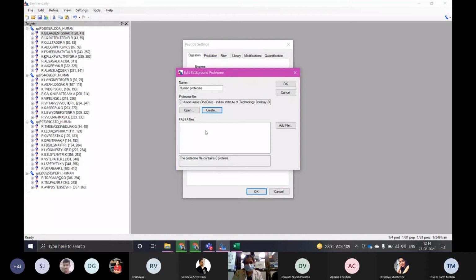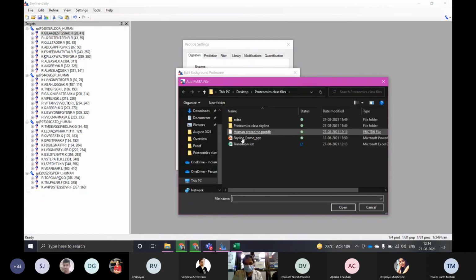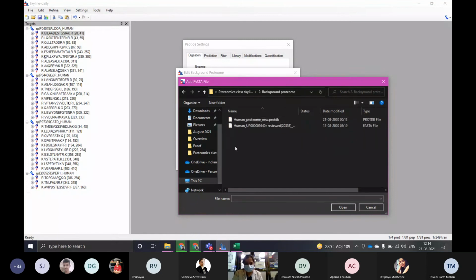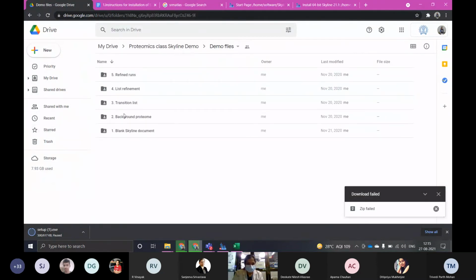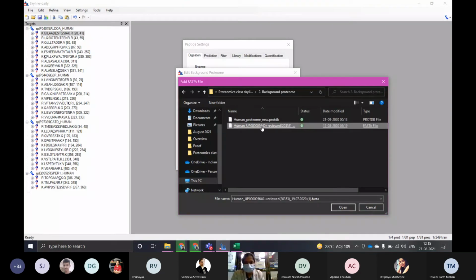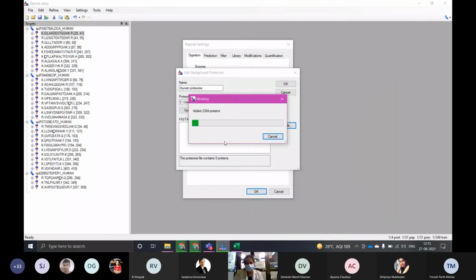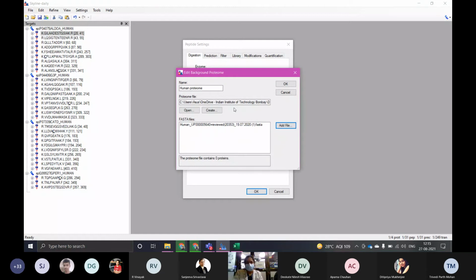Now the proteome file is created, but you need to add the information about the proteins that will come from the FASTA file. The FASTA file I have shared with you guys. It's in the second folder, background proteome. You can just click on the FASTA file and it will start building. This takes a bit of time, hence I'm not doing it live right now. Once that is done, it will say the build is ready, and you can just click on OK and your proteome will be ready.